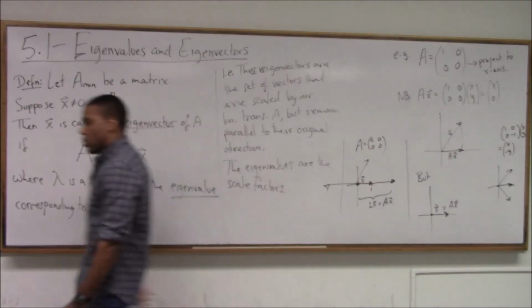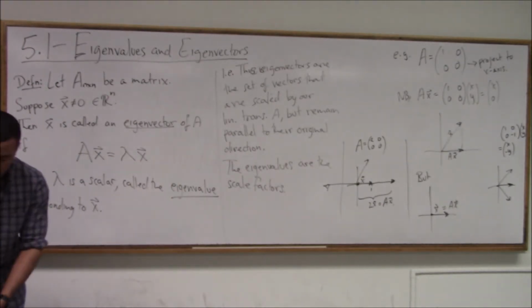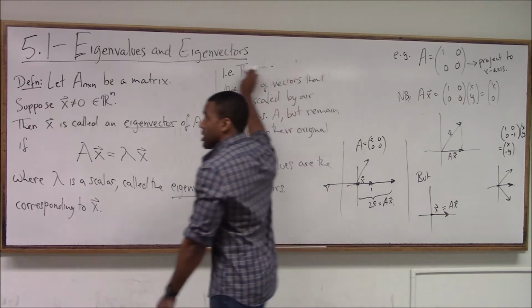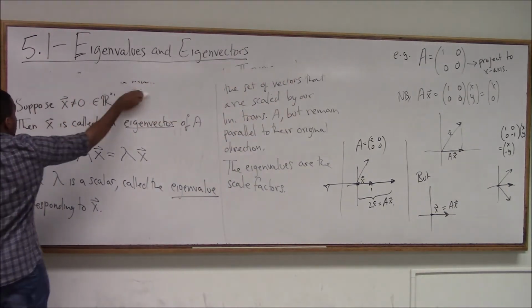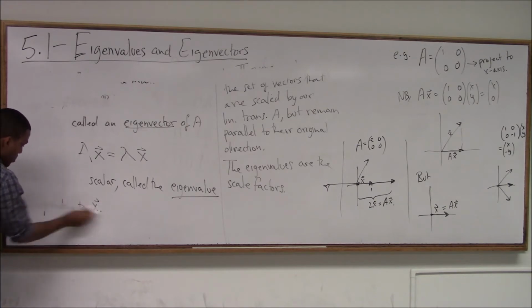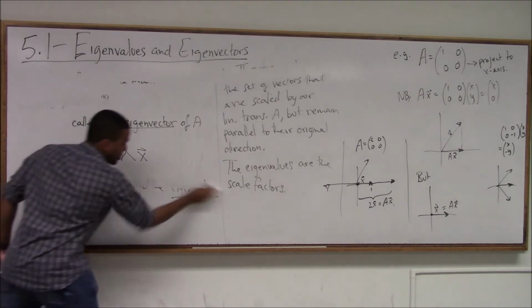But that's the idea. We want these vectors that don't drastically change their direction once we hit them with the linear transformation. They're only scaled by the linear transformation. Such vectors are called eigenvectors. Their scaling value is called eigenvalues.